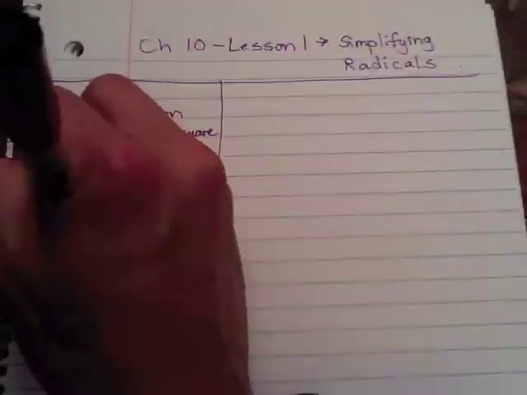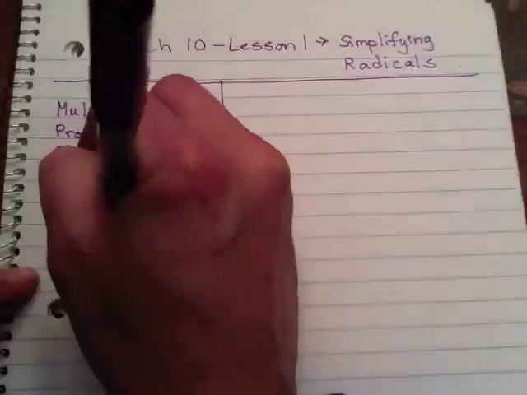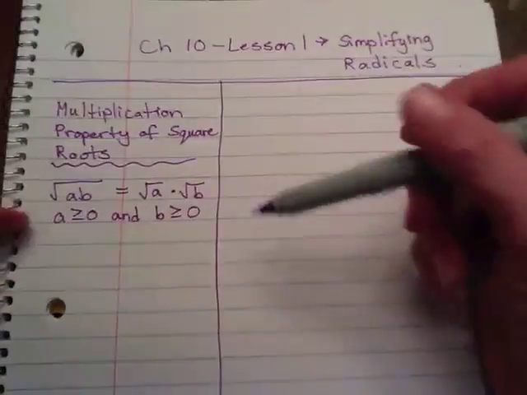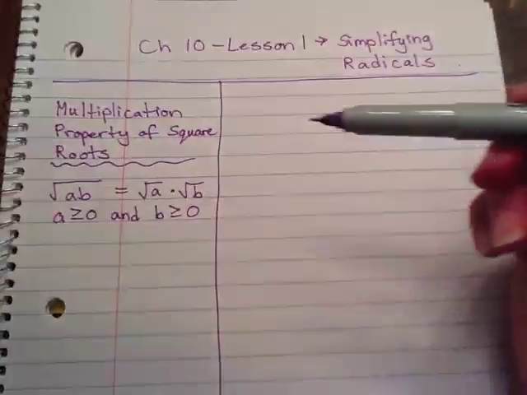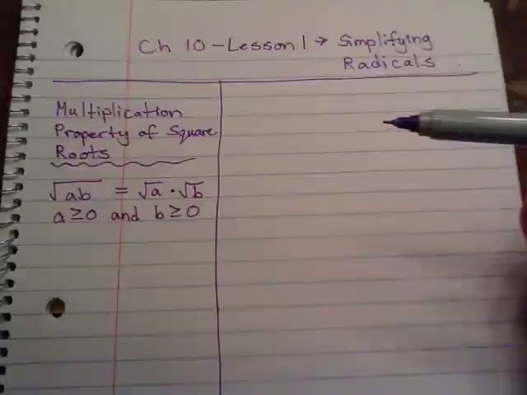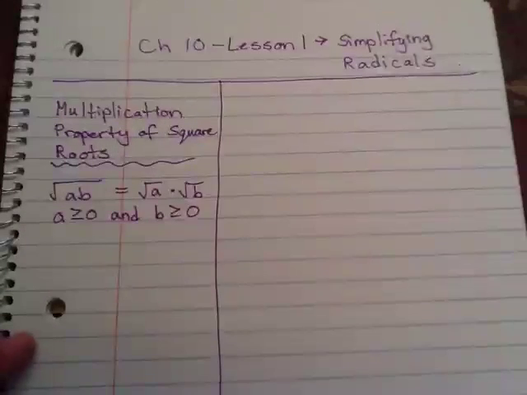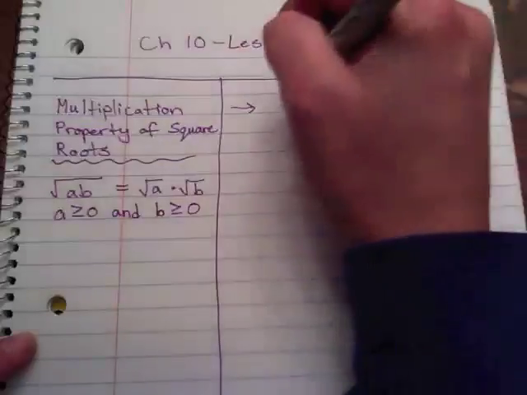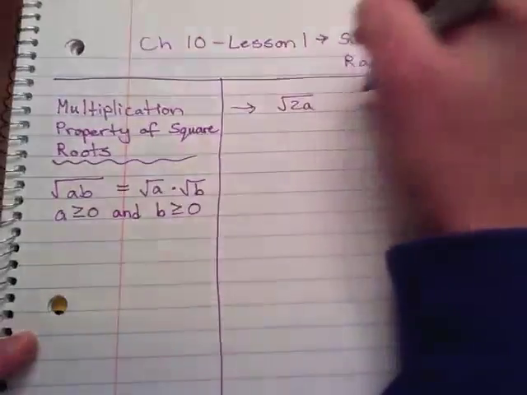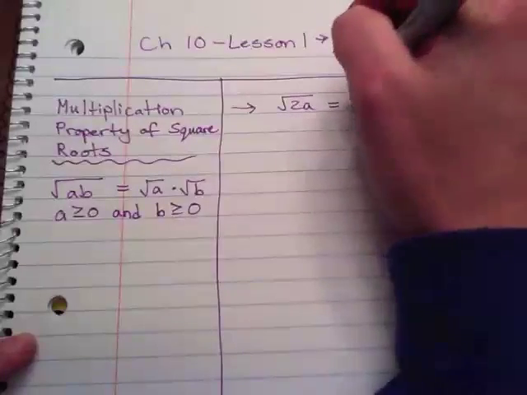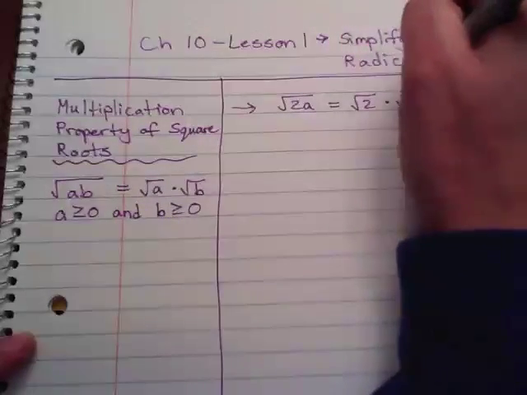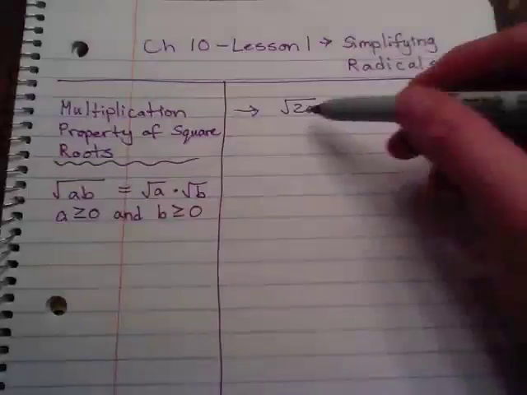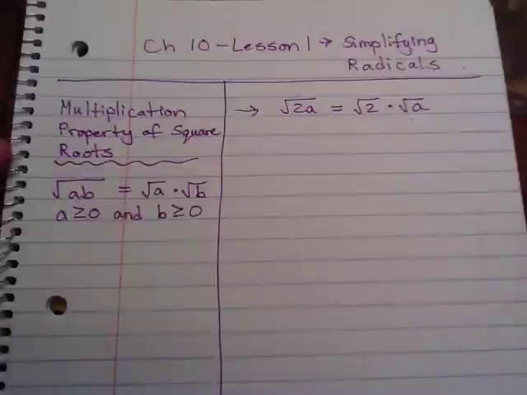When you're looking at this, A always has to be greater than or equal to 0, and B always has to be greater than or equal to 0, and that's because we can't have negative numbers underneath the square root to have real numbers. So an example of this would be something like the square root of 2a, and you can split that up and it can be the square root of 2 times the square root of a. Or if you had the square root of 2 times the square root of a, you could multiply that together and have it under the square root together.